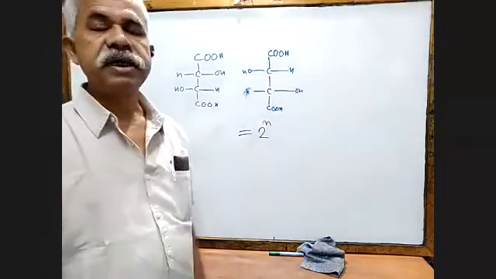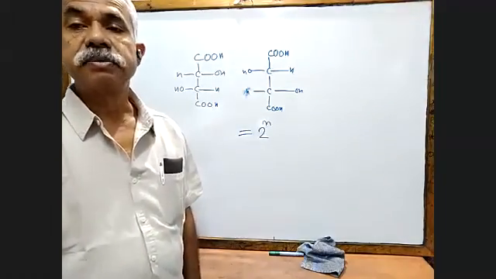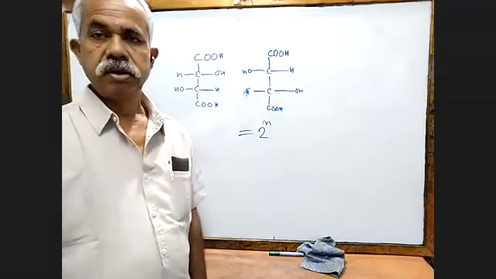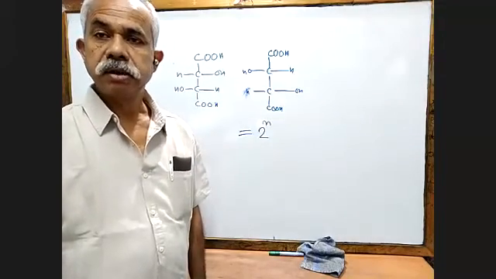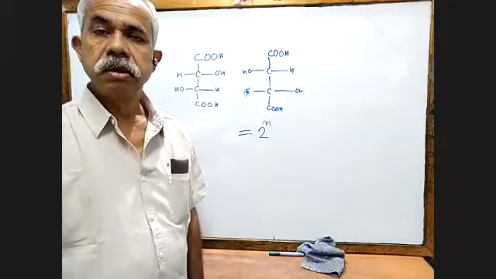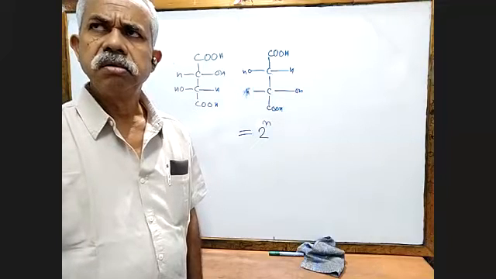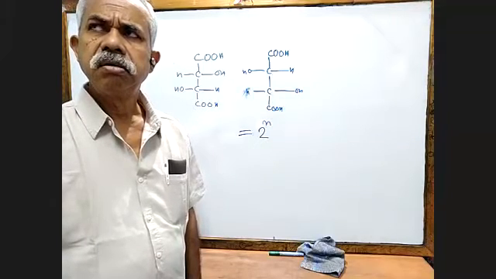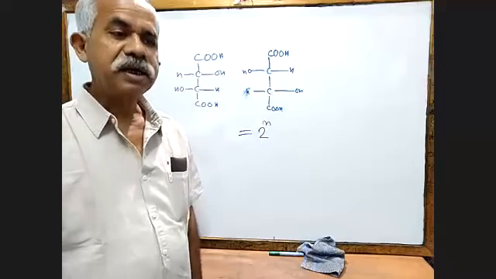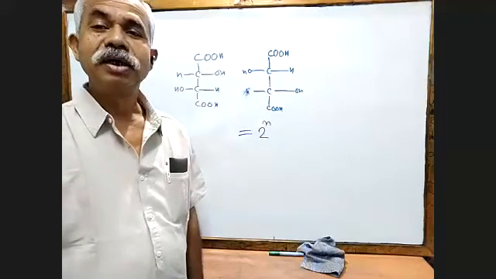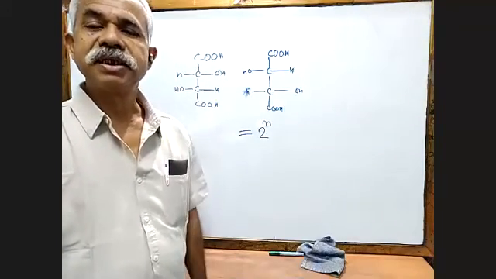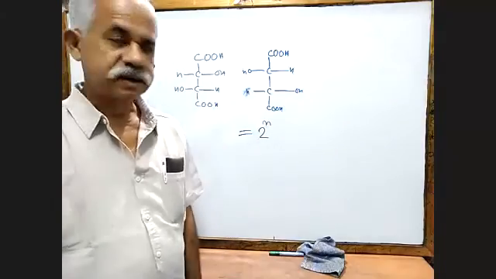See, initially in lactic acid, how many asymmetric carbons did we have? Only one. So 2 to the power 1 is what? 2. Very good. So in that case, we had one dextrolactic acid and one levolactic acid.